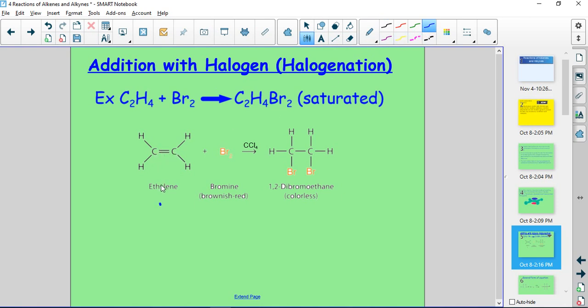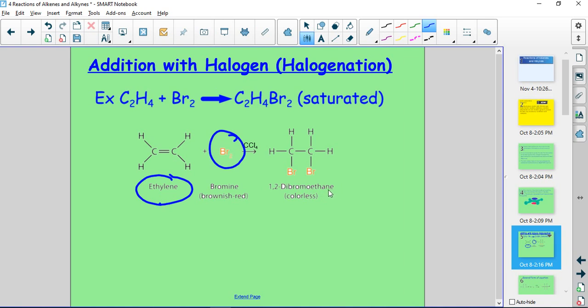We have an alkene here, ethene, commonly known as ethylene, in the presence of a halogen, bromine, for example, bromine gas, remembering your Hofmann apparatus from grade 9 and 10. Also in the presence of a catalyst, carbon tetrachloride will saturate this alkene, giving you an alkyl halide, 1,2-dibromoethane in this case.